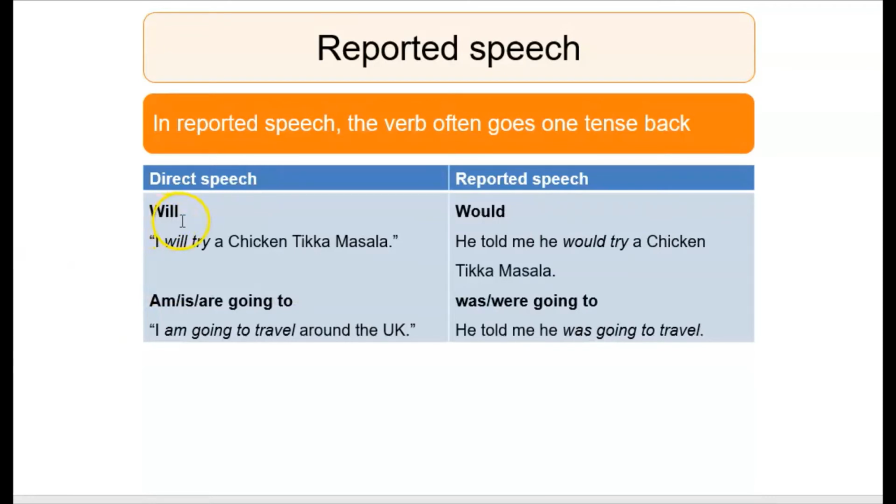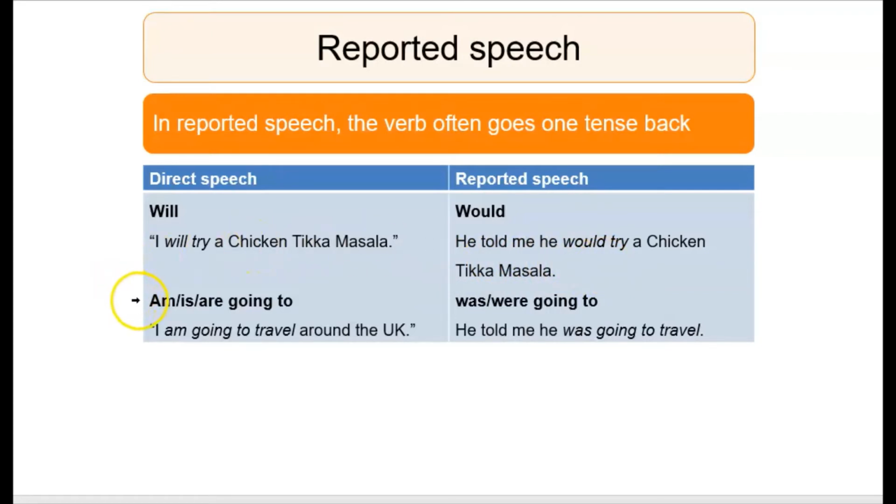Will in direct speech changes to would in reported speech. That's one tense back. Okay, so he said, I will try a chicken tikka masala. Right? I reported this to you as he told me he would try a chicken tikka masala.